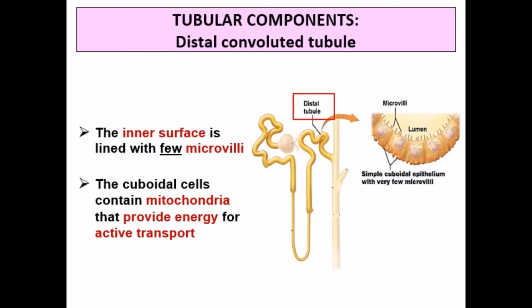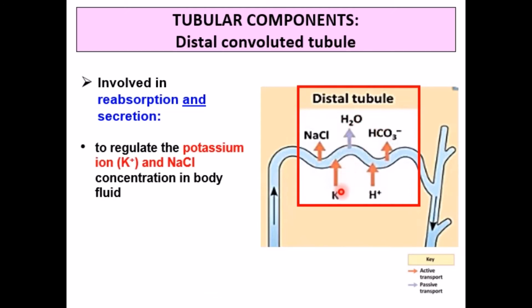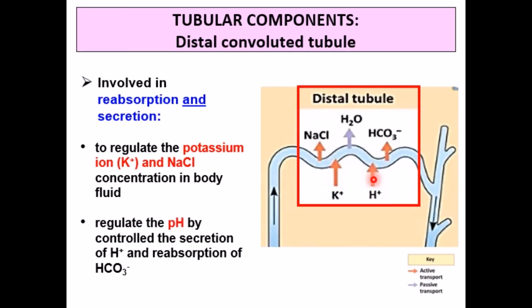The second last part of the tubular component is the distal convoluted tubule. It is composed of cuboidal epithelial cells, and the inner surface is lined with few microvilli and mitochondria compared to the proximal convoluted tubule. The distal convoluted tubule is involved in reabsorption and secretion to regulate the potassium ion and NaCl concentration in body fluid, and to regulate the pH by controlling the secretion of hydrogen ion and bicarbonate ion.